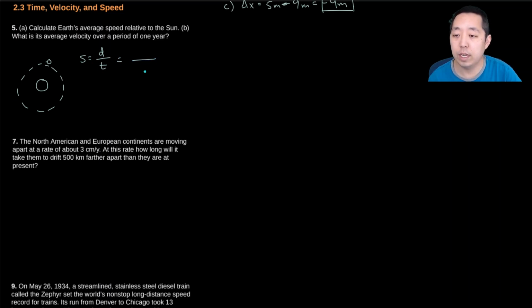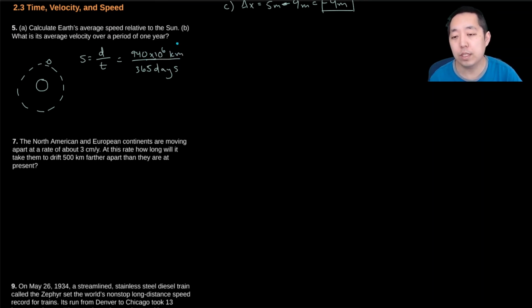Okay, so the average speed is the distance traveled divided by time. Now, I know the time is 365 days. The distance I might have to look up as a fact, and if you look it up on Google or just figure it out or estimate a circle, whichever way you want to look at it, Google is telling me 940 million, that's times 10 to the sixth kilometers.